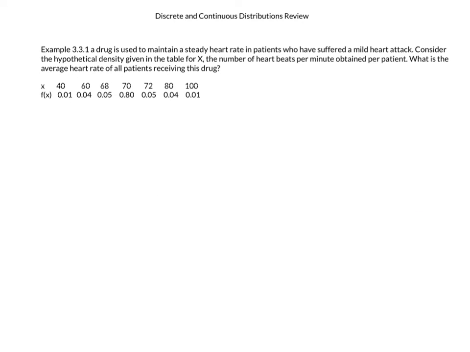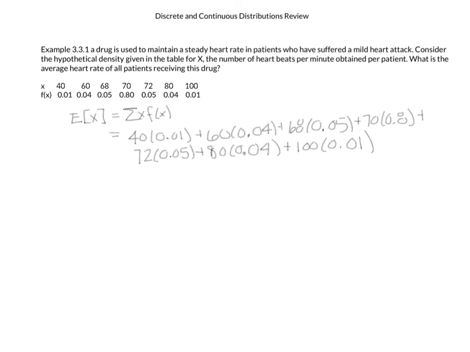The next example: a drug is used to maintain a steady heart rate in patients who have suffered a mild heart attack. Consider the hypothetical density given in this table for x, the number of heartbeats per minute obtained per patient. What is the average heart rate of all the patients receiving this drug? This is just the expected value problem. It's the weighted average. So I'm going to take each value of x, the 40, the 60, the 68, the 70, the 72, the 80, and the 100, and multiply by the probability that each of these occurs.